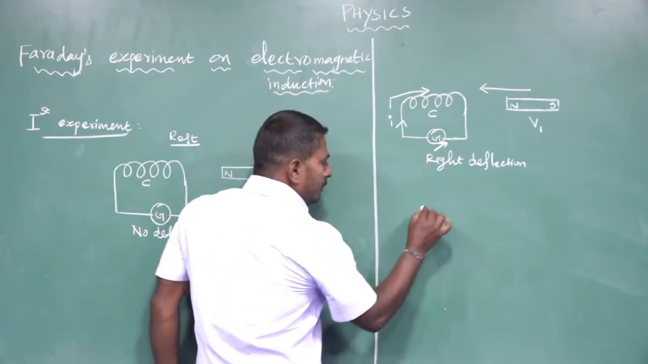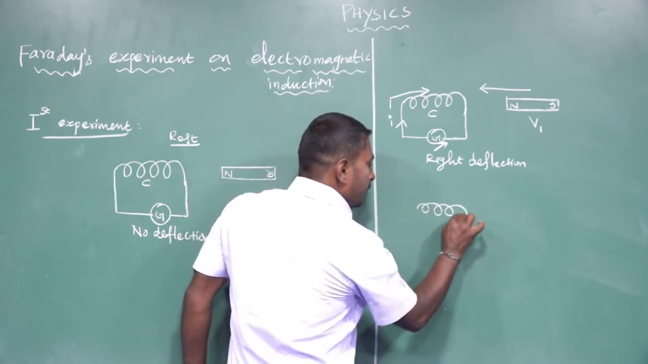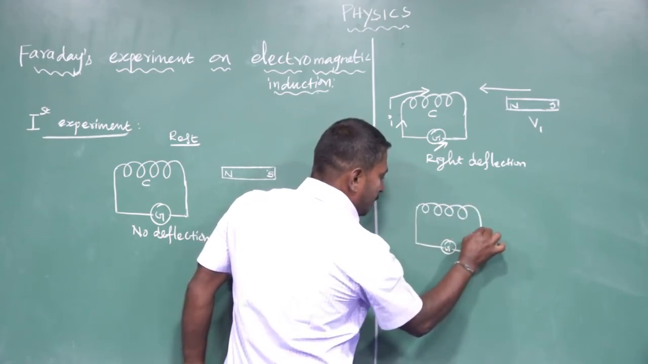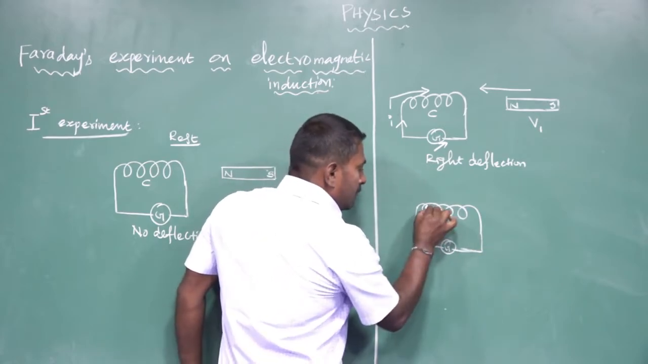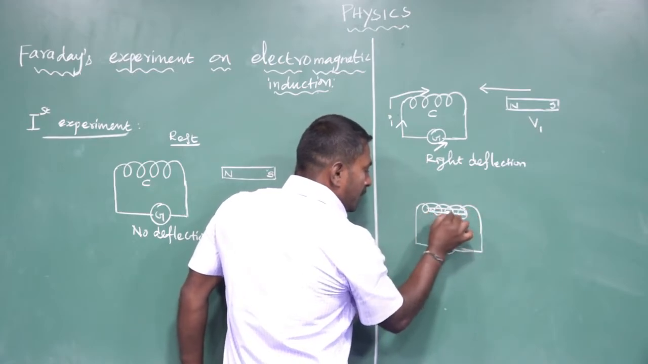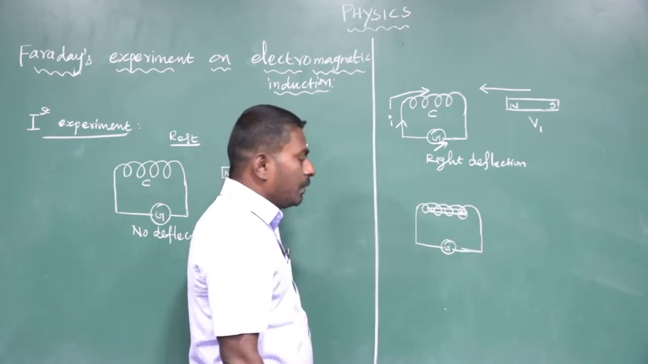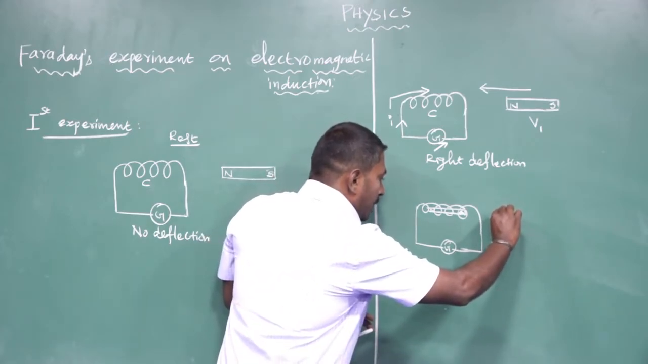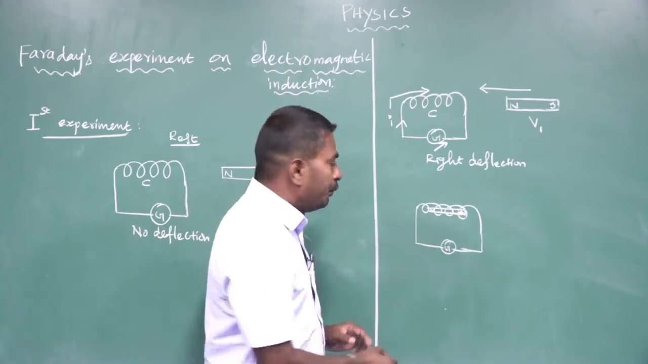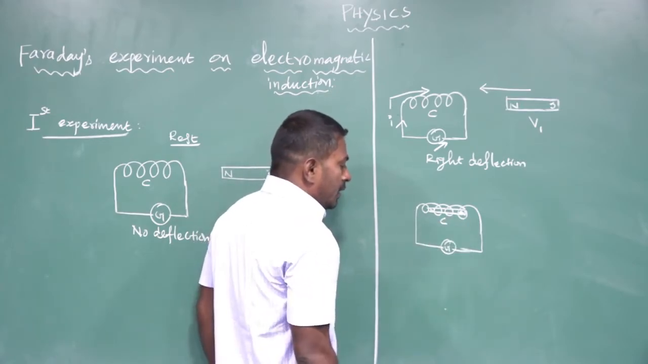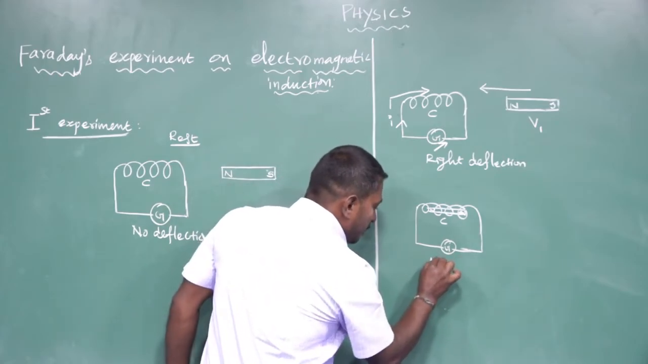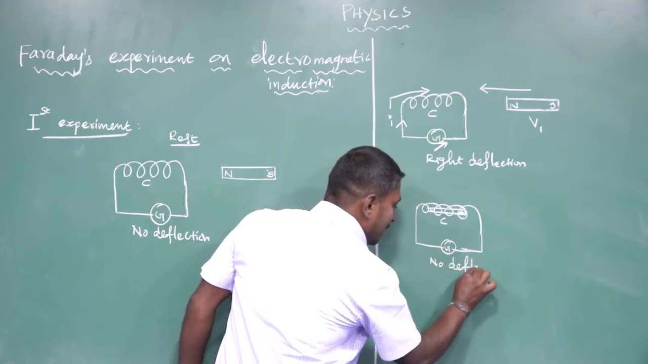Next one, the same closed circuit. See the bar magnet, its north pole and south pole. Now this entire bar magnet is inserted into the coil of insulated wire C. Now the galvanometer does not show any deflection. No deflection.